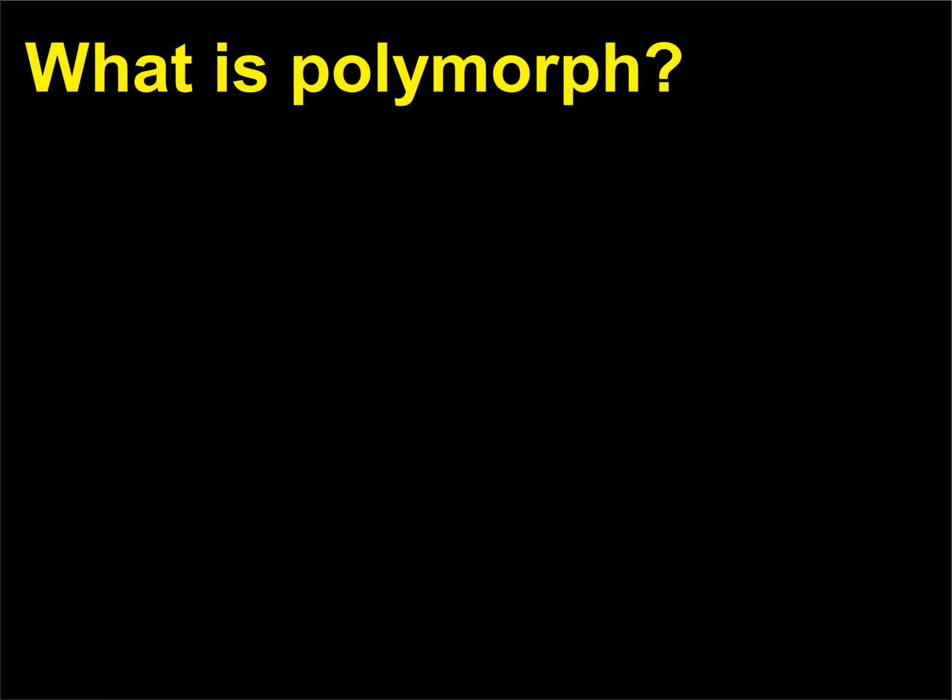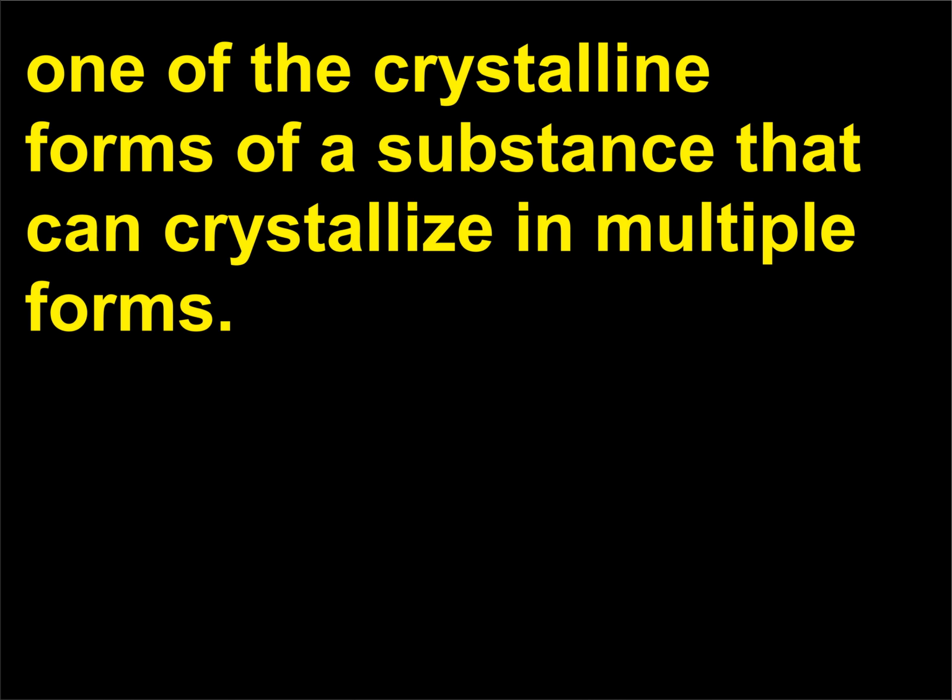What is polymorph? One of the crystalline forms of a substance that can crystallize in multiple forms.